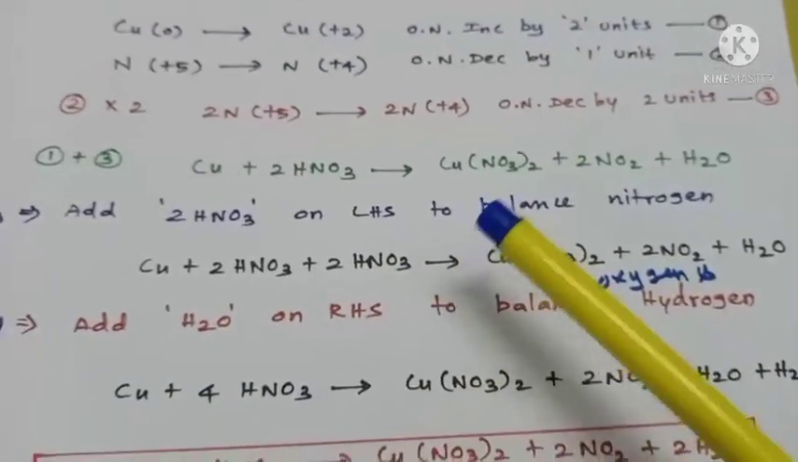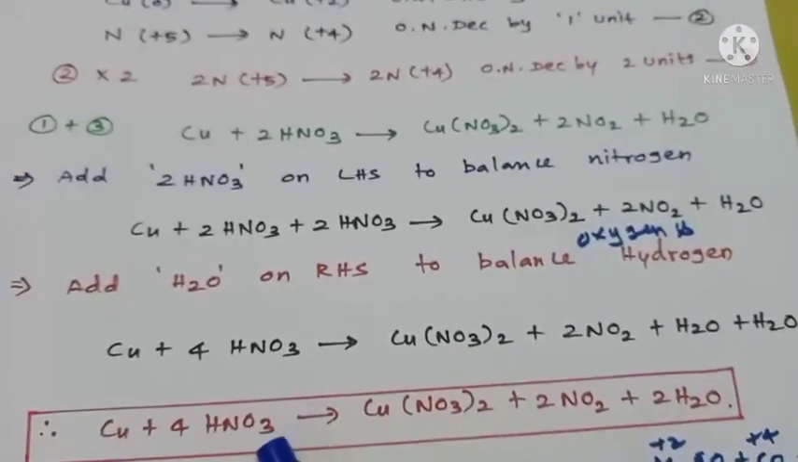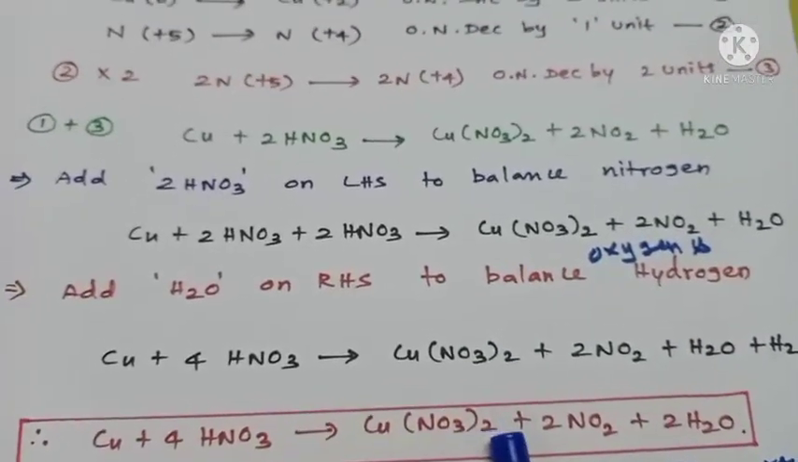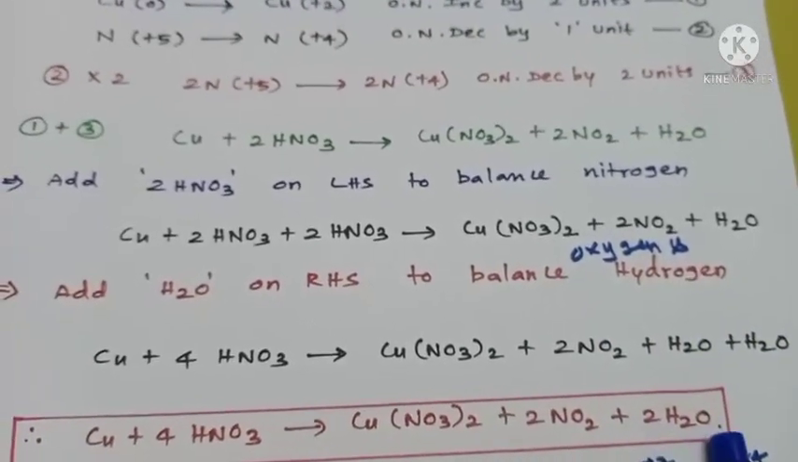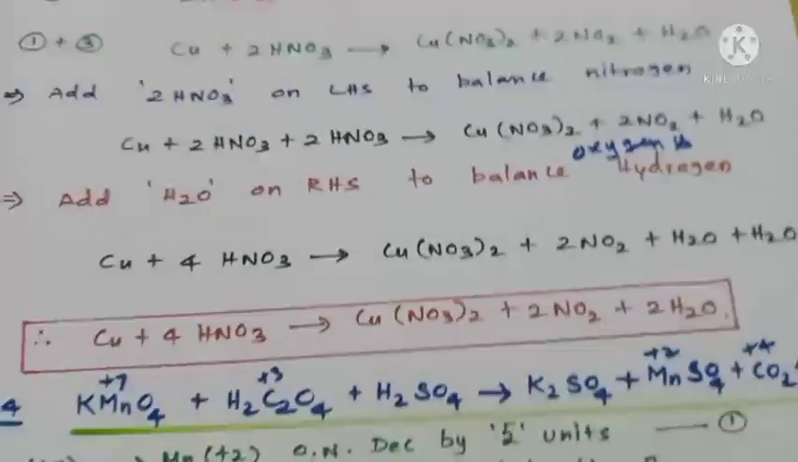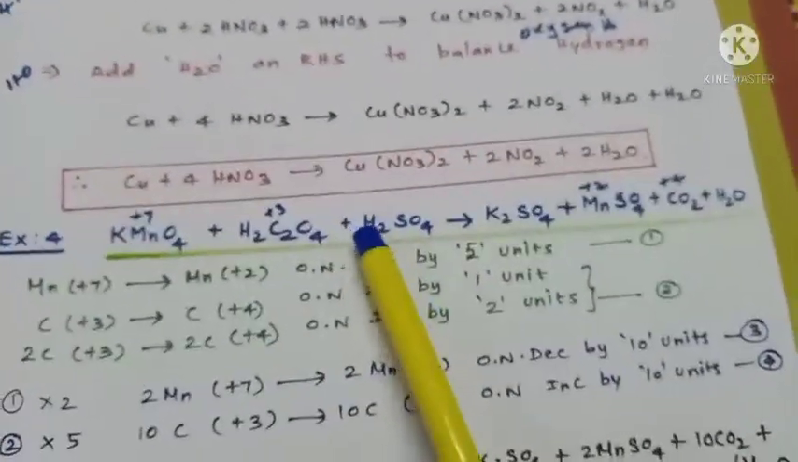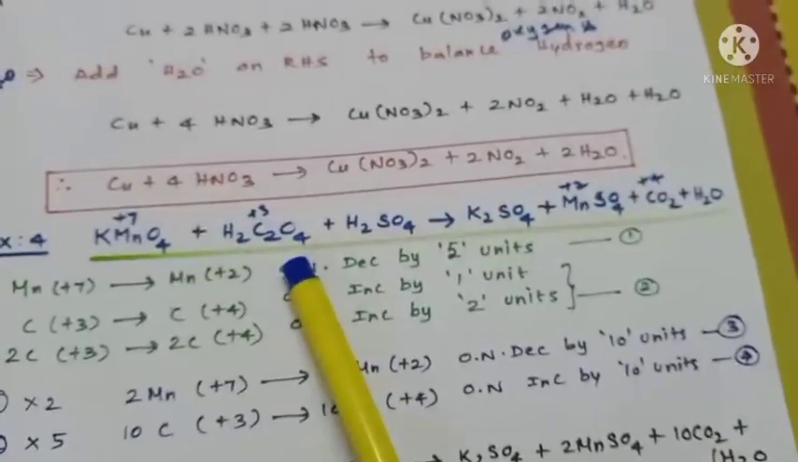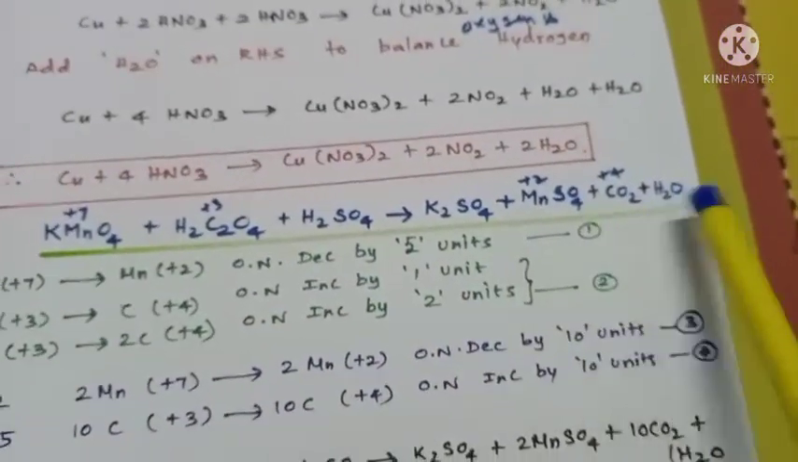Okay, so this is the way to balance this equation. The final equation becomes Cu plus 4 HNO3 gives Cu(NO3)2 plus twice NO2. Now these two water molecules can be added together as twice H2O. Right, the last example. This is the equation you have to balance: potassium permanganate, oxalic acid, sulfuric acid, potassium sulfate, manganese sulfate, carbon dioxide, water.